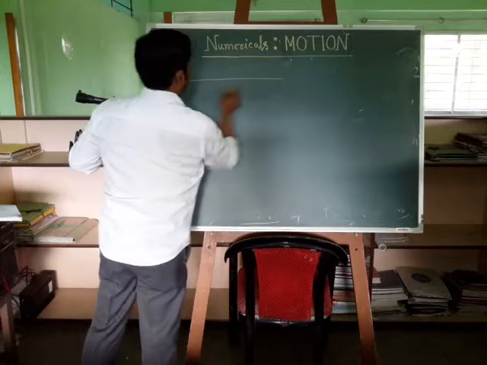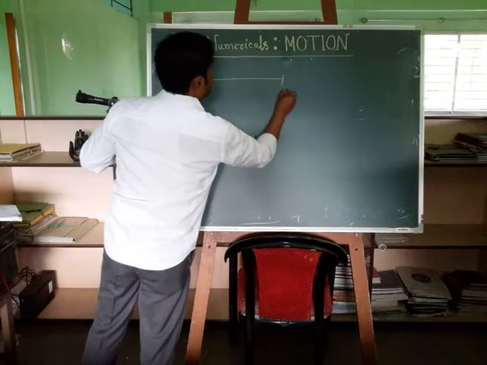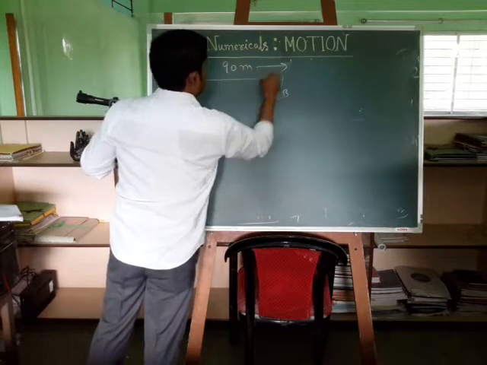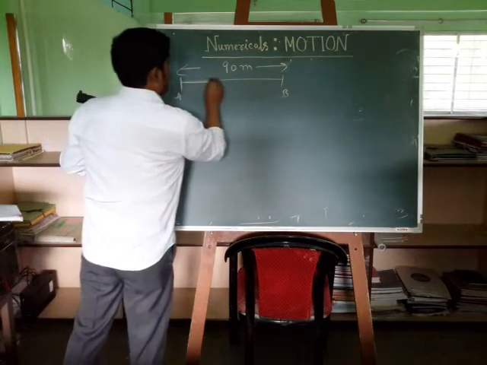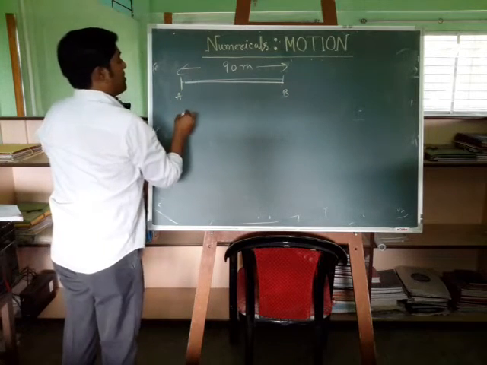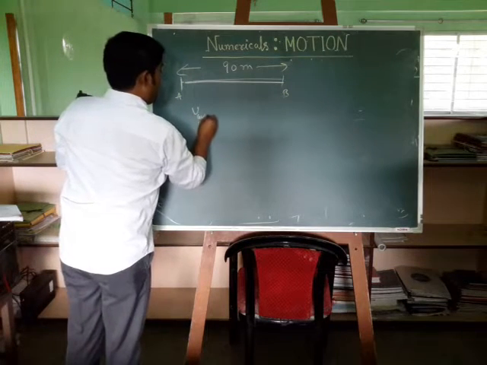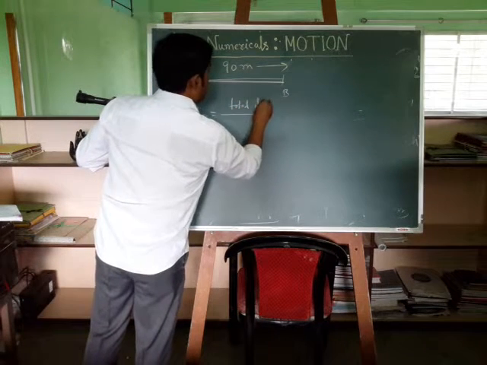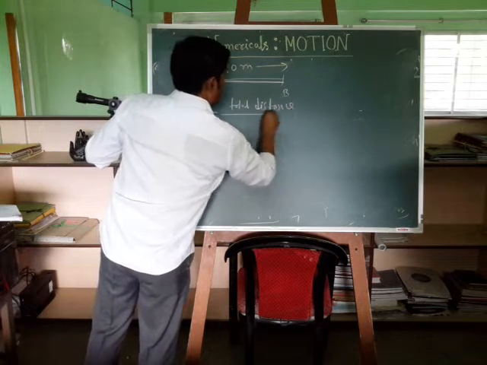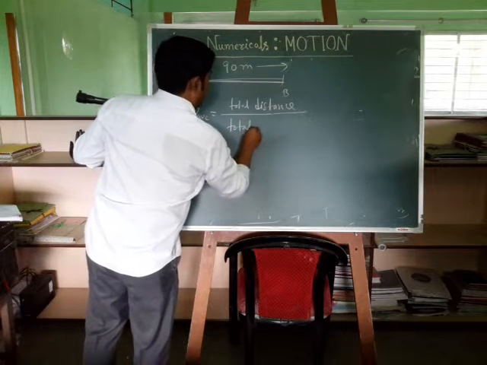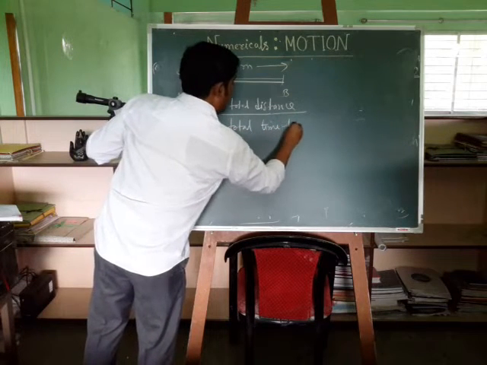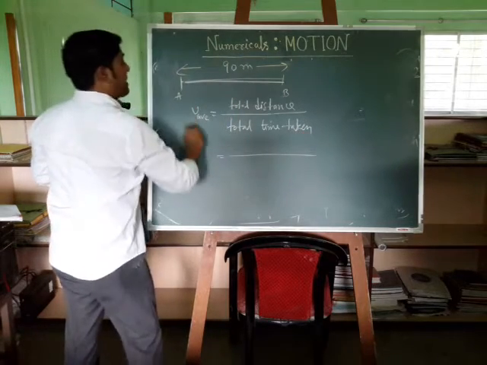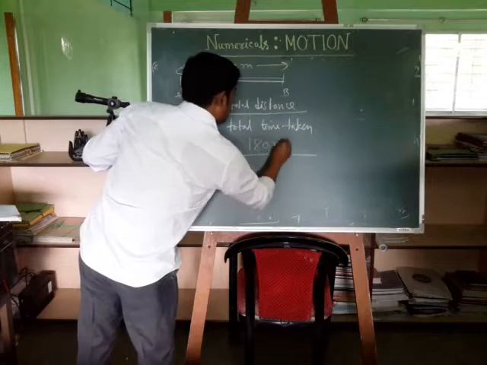So that is our swimming pool. That is A point, that is B point, and that is 90 meter. You are going this way, coming back this way. So average speed, V average, that will be total distance upon total time taken. Here the total distance is 90 meter plus 90 meter, so 180 meter.